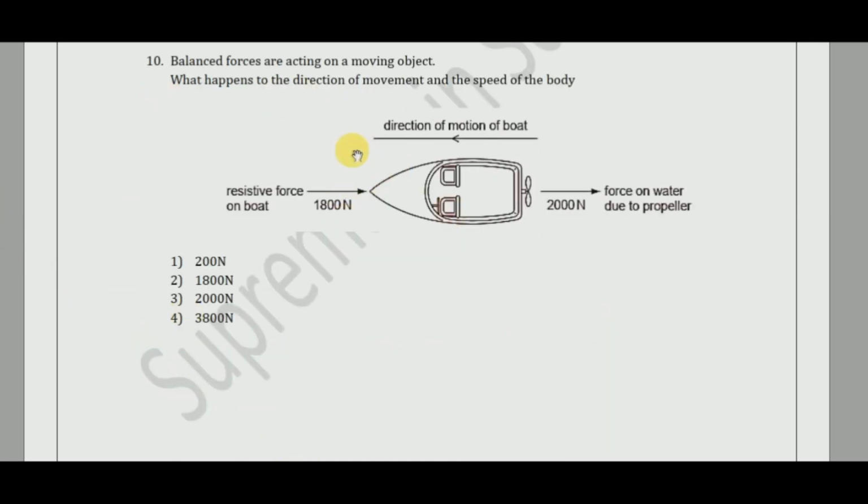Now we enter question number 10. Balanced forces are acting on the moving object. If balanced forces are acting on this, that means this object is moving at constant velocity. What happens to the direction of movement and the speed of the body? You can see this. The resultant force is what they are asking about. Let's see how you find it.